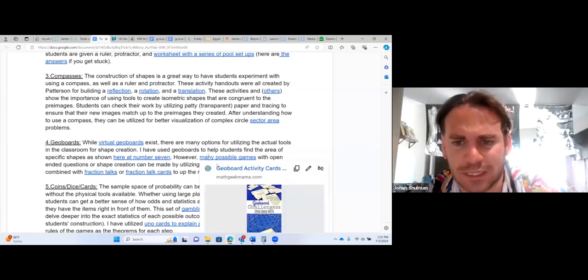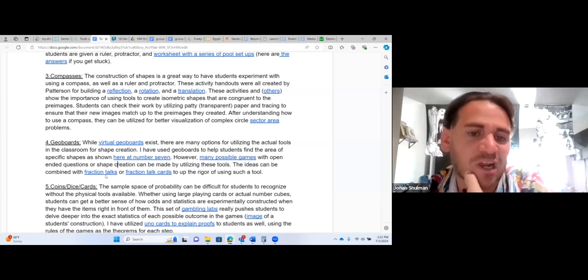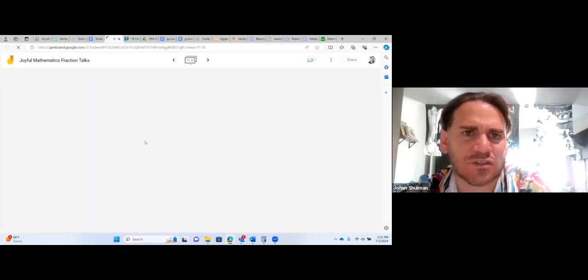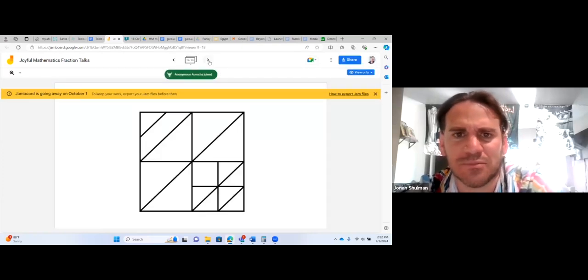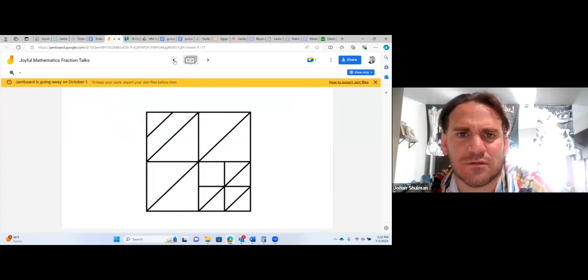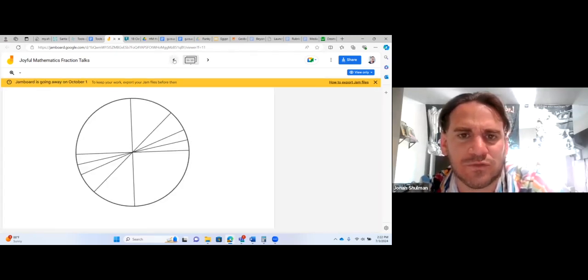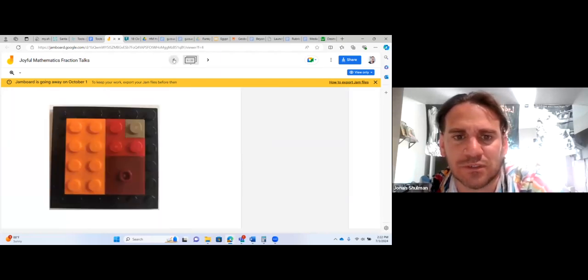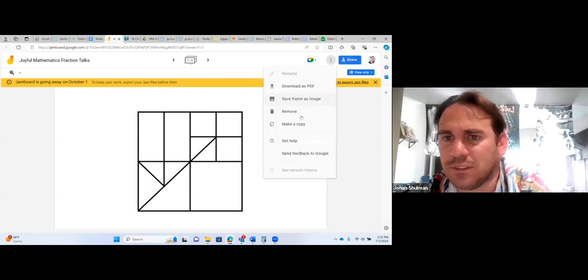However, there are many possible games. Oh yeah, here's a bunch of geoboard challenge games with open-ended questions. Other ideas can be combined with fraction talks. You can use your geoboard with fraction talks. I've never seen fraction talks. They're great. It's a bunch of shapes, and you have students figure out percentages and fractions and ask them a bunch of questions based on it. Too bad Jamboard's going away, so I'll be downloading this guy.